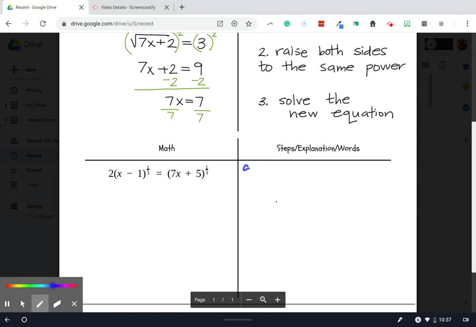we can't isolate the radical because each side has a radical. It only works if there's one in the problem.